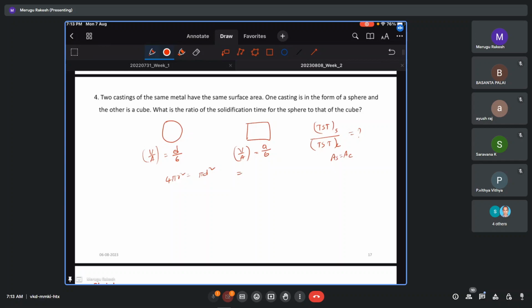Okay, and here the surface area of the cube is 6a square, and these both are equal. So if you take the ratio of these two, pi d squared by 6a square, that is nothing but the ratio of the surface area of the sphere divided by the surface area of the cube, which is equal to 1 as per the question. So now if you rearrange this, we want sphere to cube, so d by a whole square is nothing but 6 by pi, and if you take the square root, it will be root of 6 by pi.